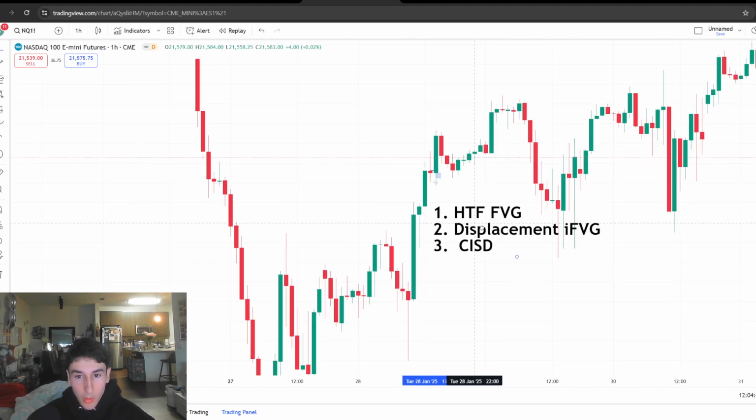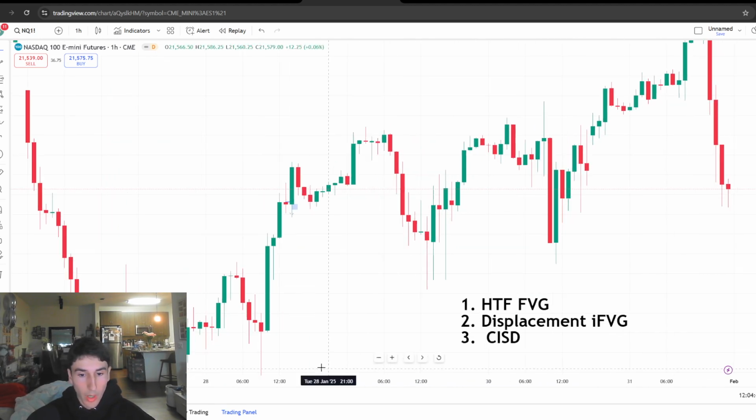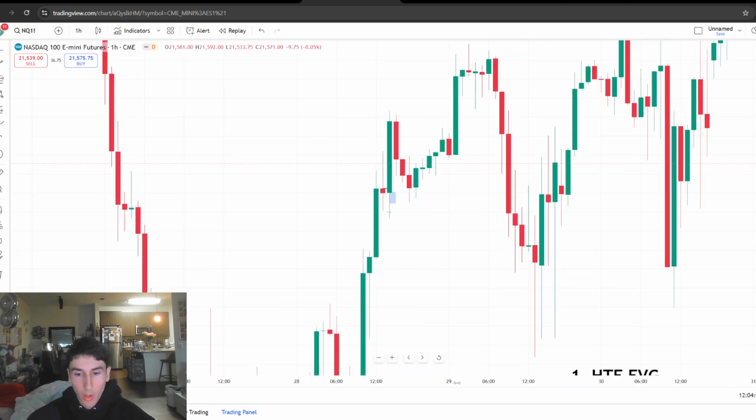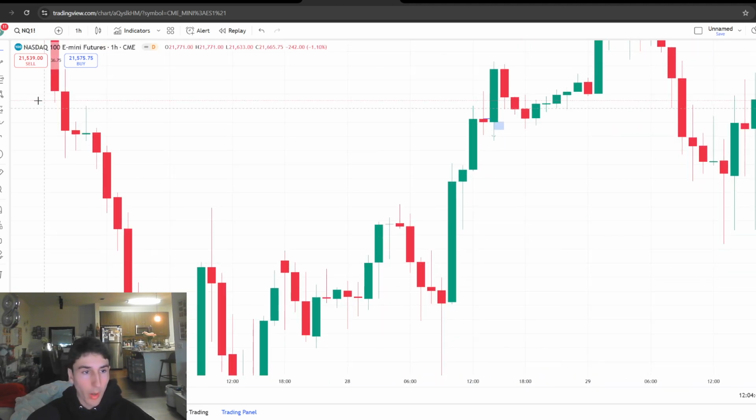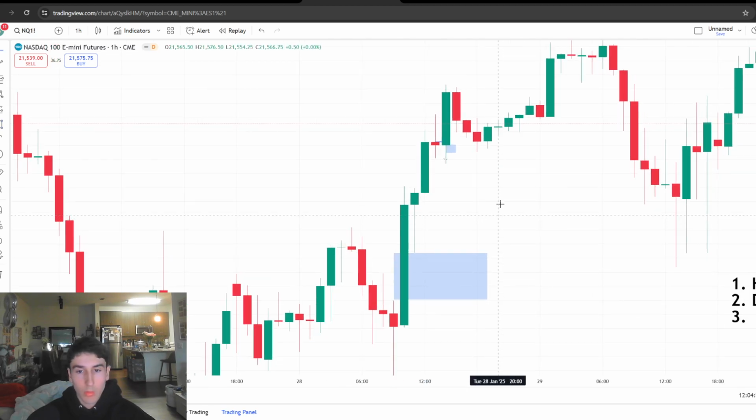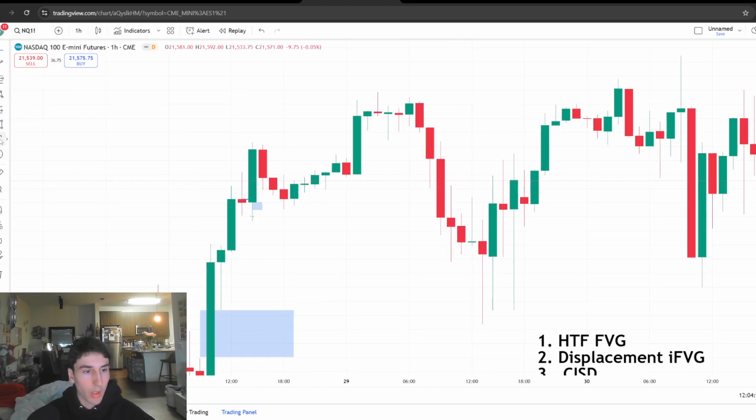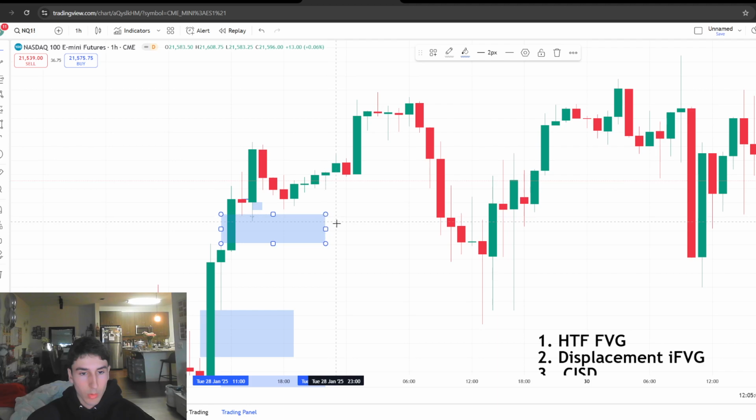For example, on the hourly, you go on the hourly and mark out your hourly fair value gap. So we have one down here. Let me draw it out. One right here. Bear with me, guys. This is going to make sense in a second. One right here. Draw it out.